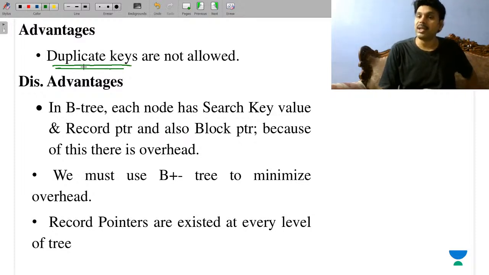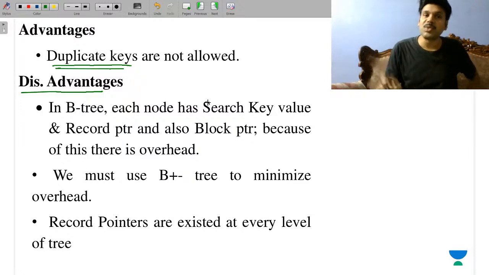So duplicate keys are not allowed in B tree, and duplicate keys are allowed in B plus tree. So in B plus tree, this is going to be the positive side. And what are the drawbacks for B tree? The drawback for B tree is nothing but record pointers are available at every level of the tree. So in order to reduce them, you're supposed to use the B plus tree.